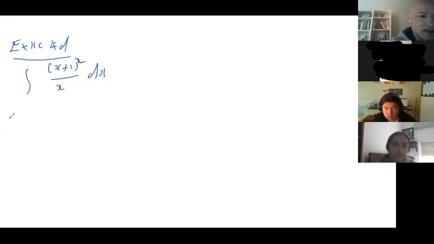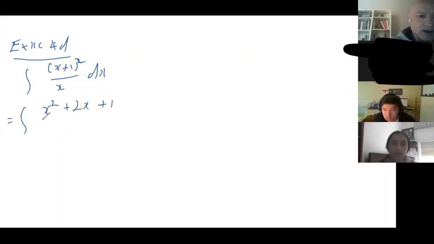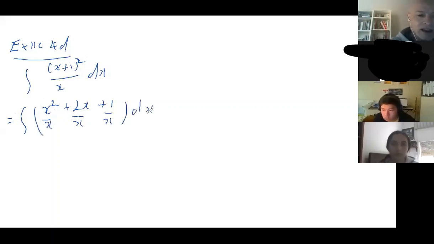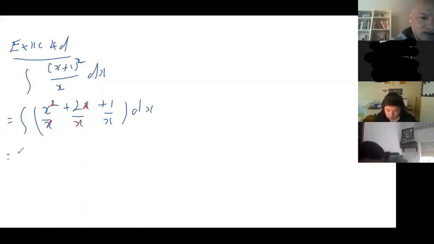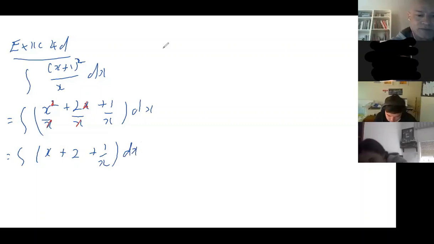So because this is a power of 2, it's not a log function, and it's not even down in the denominator. So the first thing I'm going to do is expand that bracket, x squared plus 2x plus 1, and I'm going to write the denominator on each one. And now I can simplify that. So this x cancels with this, cancels with this. So at the end now I have the integral of x plus 2 plus 1 on x dx.